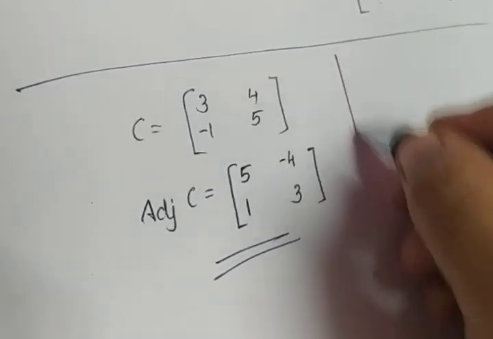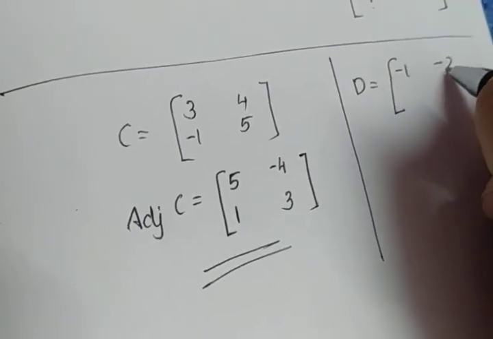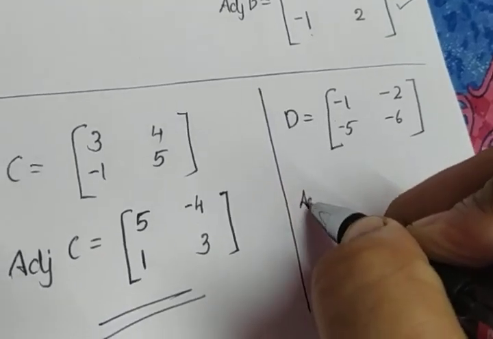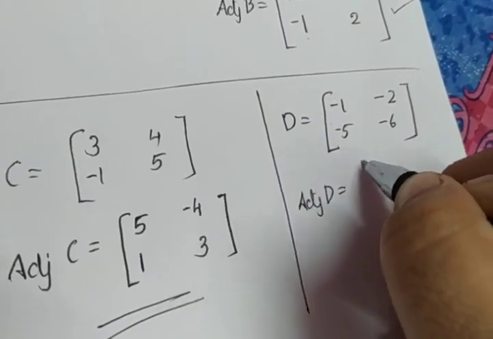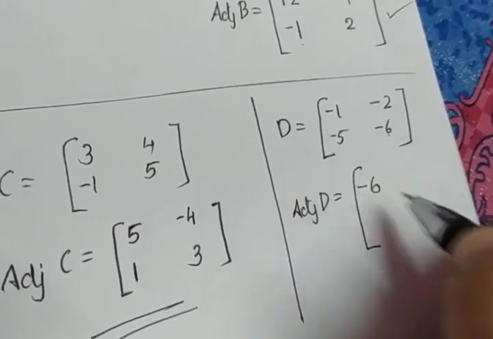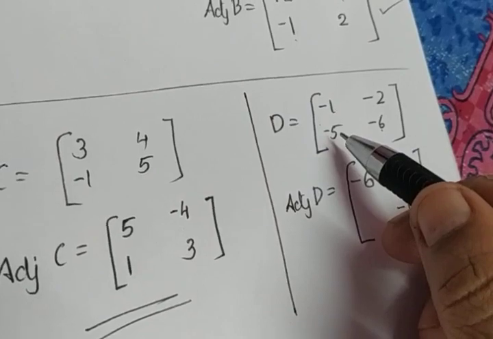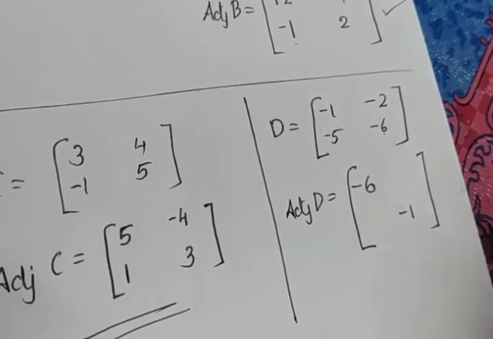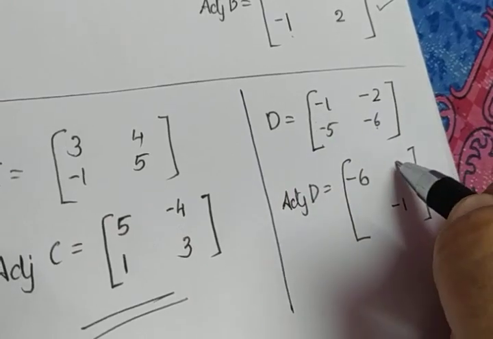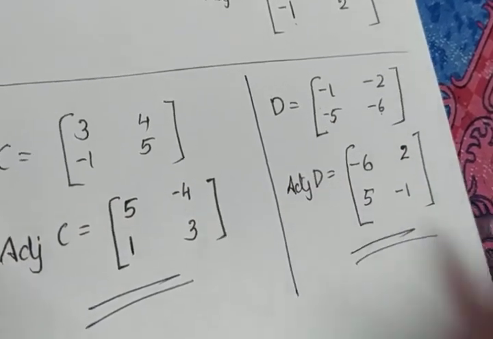Clear? We will take one more example. D is equal to, let it be, minus 1, minus 2, minus 5 and minus 6. So what will be the adjoint of D? What we have to do is interchange the main diagonal elements without changing the sign, so the main diagonal will be minus 6 and minus 1. For the off diagonal elements, we take the negative of the elements given in the question. Here it is minus 2, so we write 2. Here it is minus 5, so we write 5. So this is the adjoint of D.